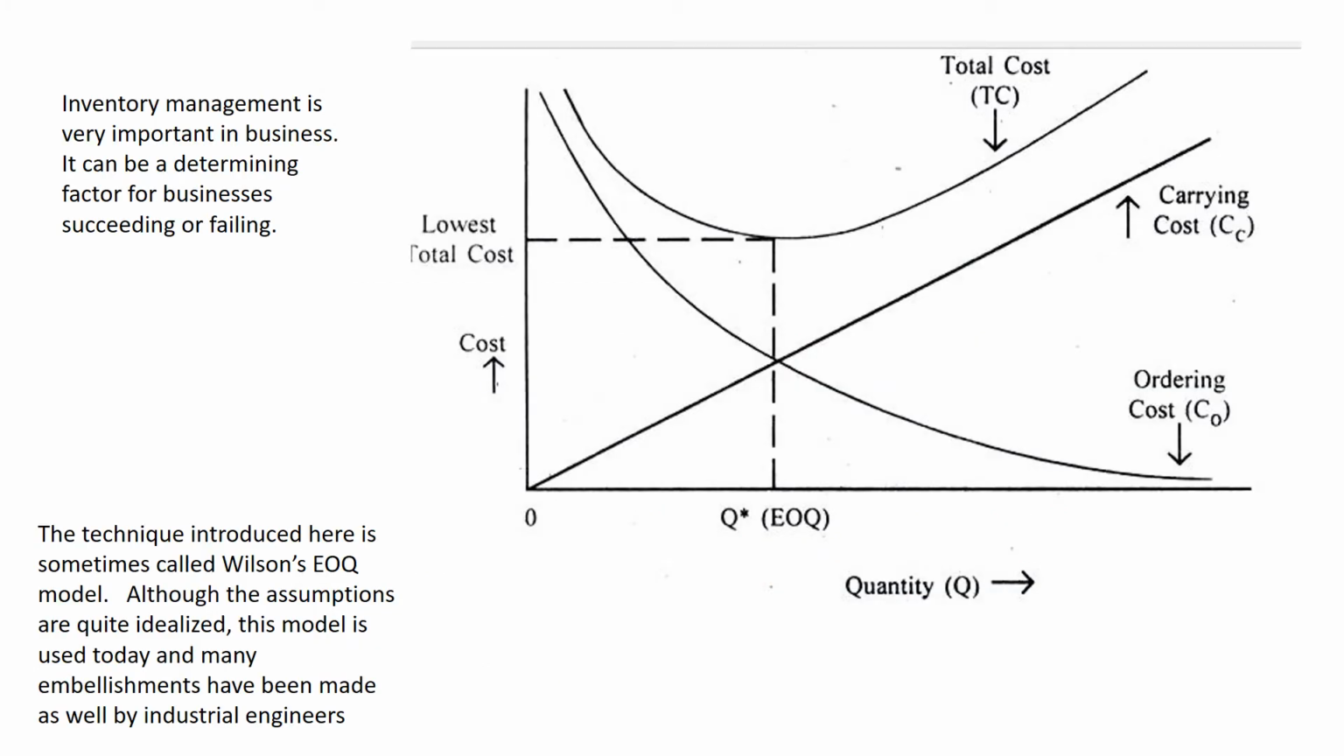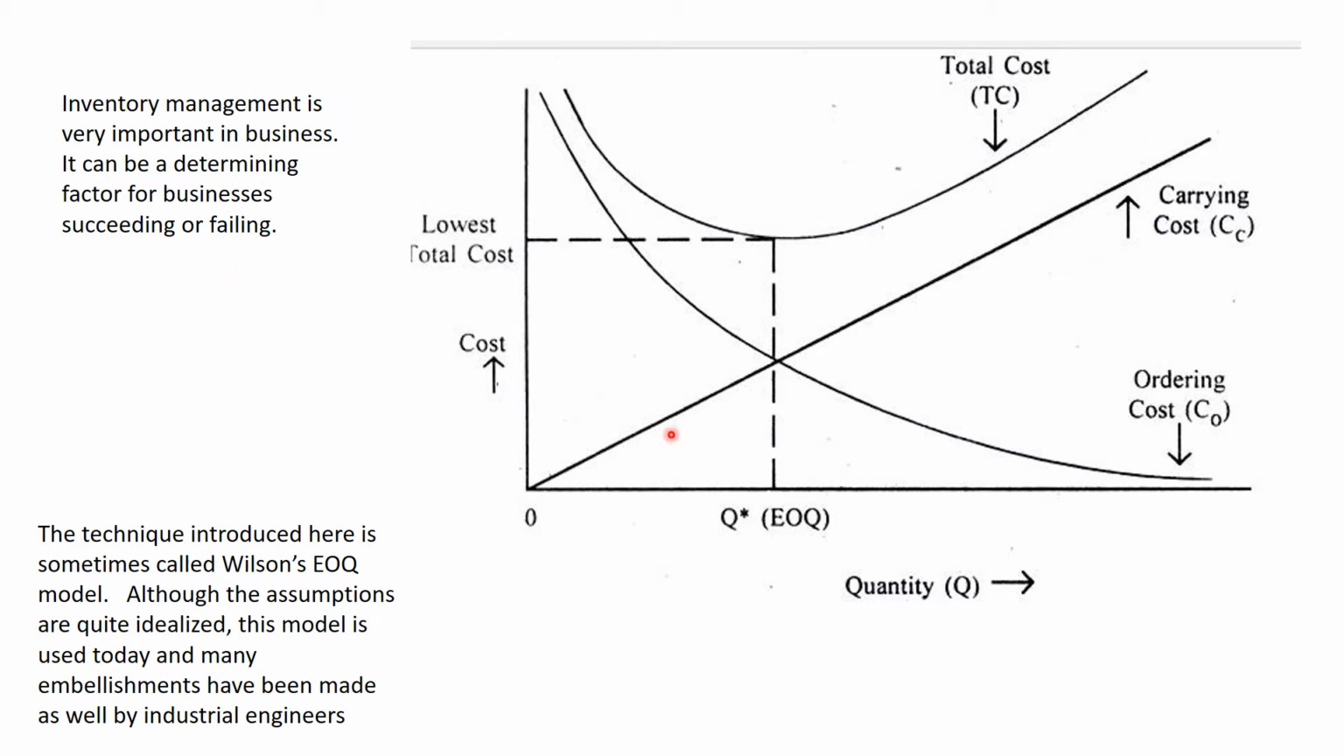We're going to do a more complicated example now, and this is from the business world. The first problem was a maximization problem. This will be a minimization problem. So how you do inventory management is very important in business. It can be a determining factor for businesses succeeding or failing.